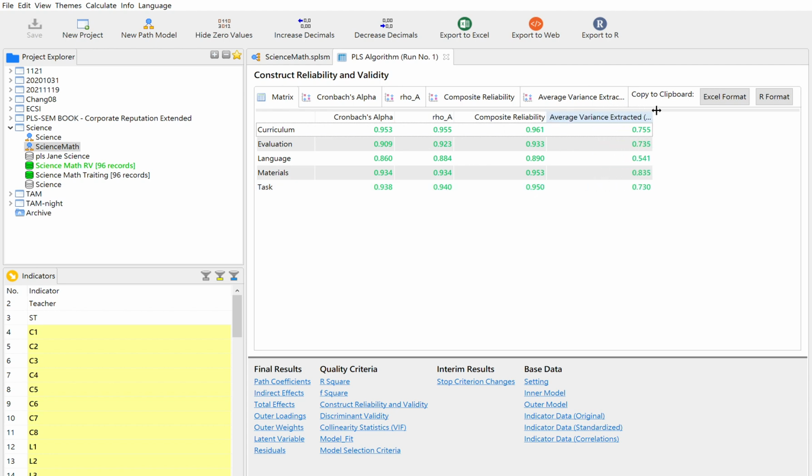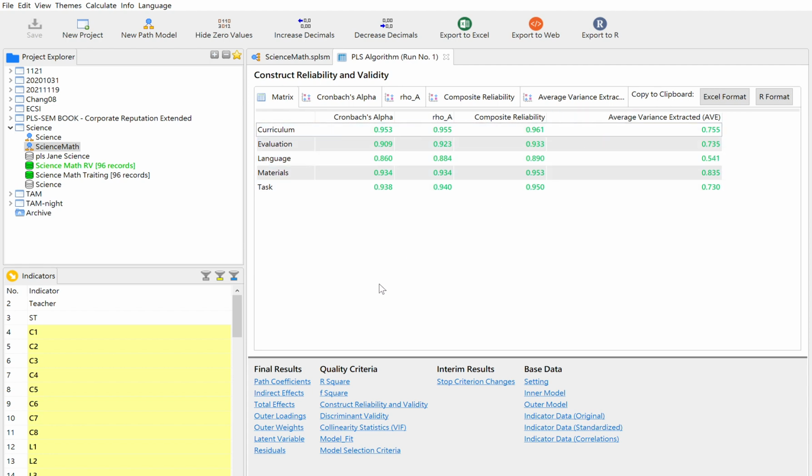The average variance extracted, AVE, is actually a strict measure of reliability and convergent validity. AVE should be greater than 0.5. So these 5 factors all met the criteria of greater than 0.5.